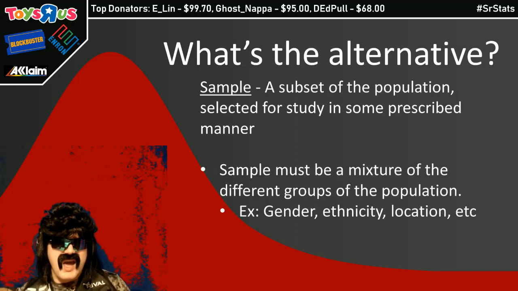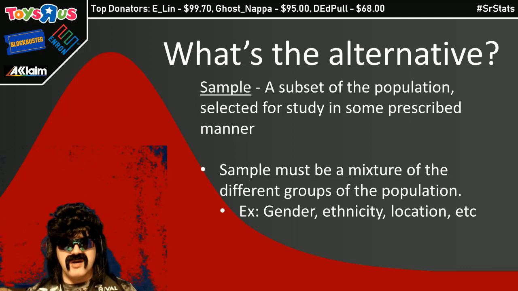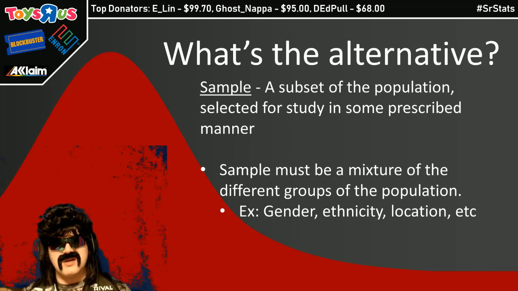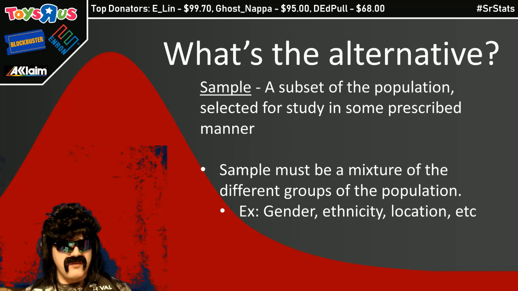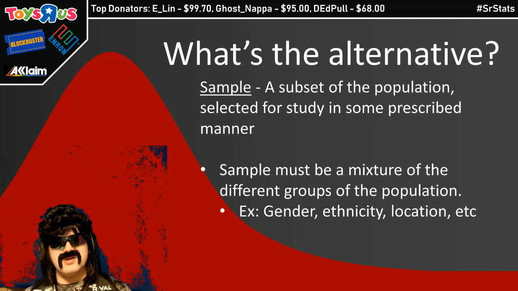This sample has to include a mixture of different groups of the population. If you're going to talk about all Americans, you got to make sure you got everybody that's a different gender, different ethnicity, from different states, all different types of backgrounds, to make sure that the sample represents every single body that the population does.